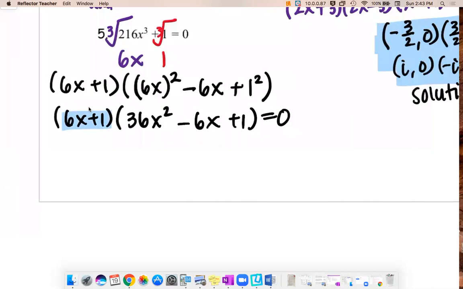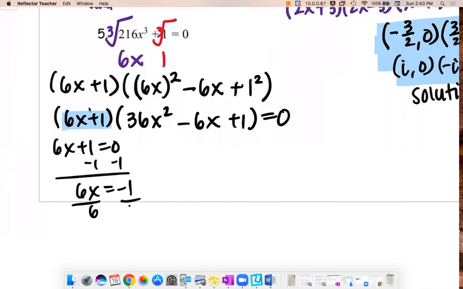So I'm just going to do 6x plus 1 equals 0, subtract 1 from both sides. So 6x equals -1, divide by 6, x equals -1/6. That's one of my solutions. Now this is a degree 3, so I should have 2 more. So I'm going to get my other 2 from solving this.